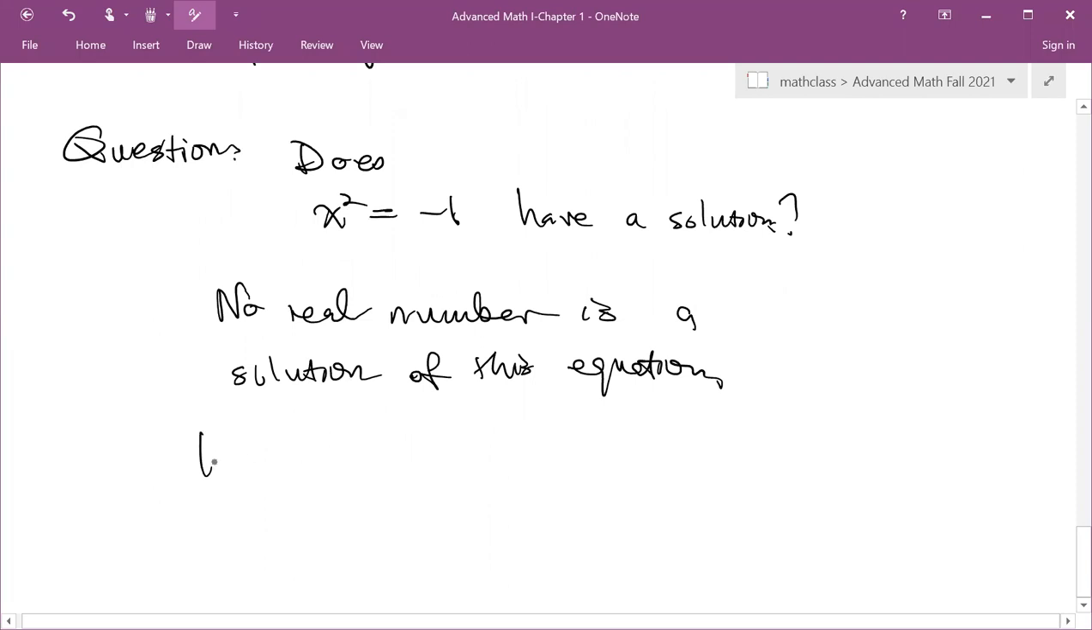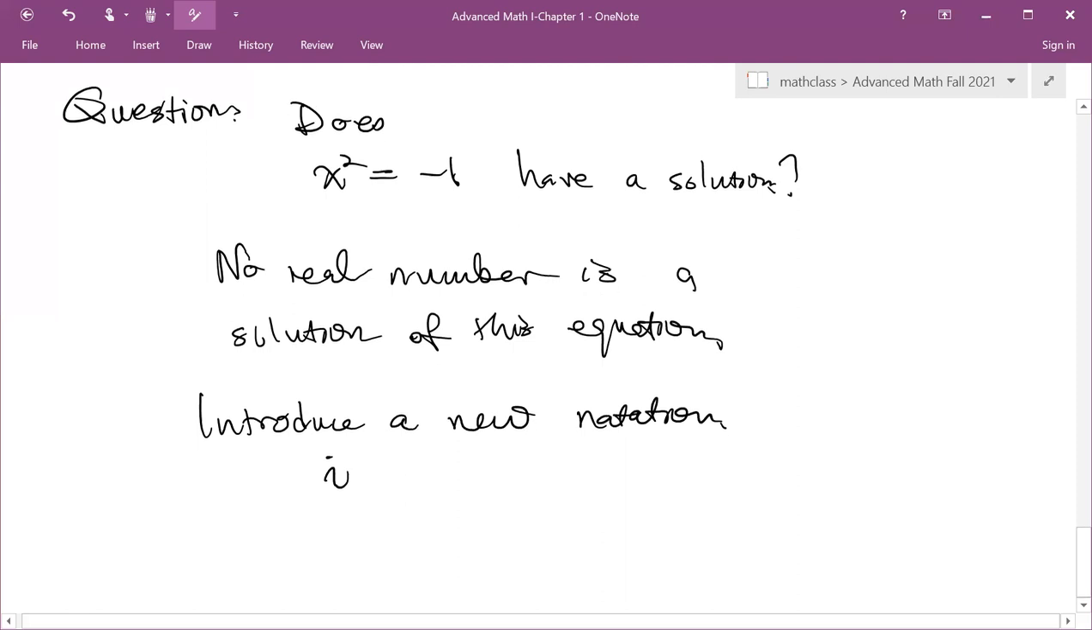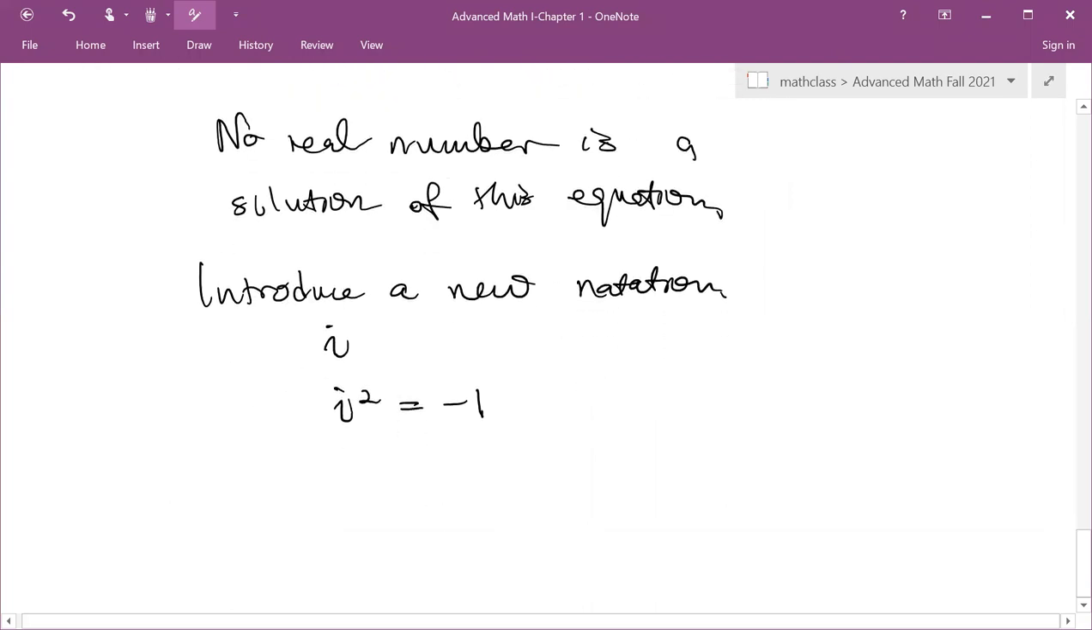Don't hesitate to introduce a new notation. It's called i, the initial of imaginary. So this i squared is going to be -1. Once you have that, you get the complex numbers.